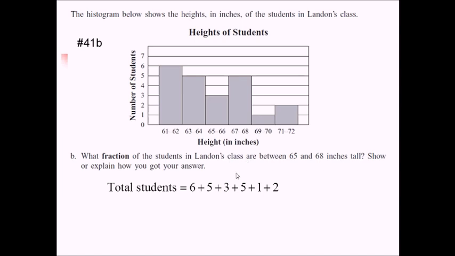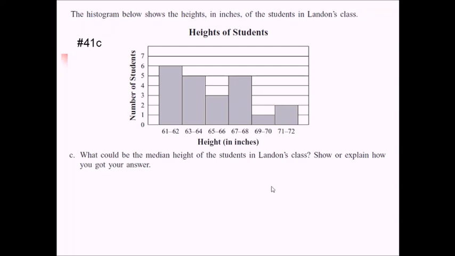And we already saw that there were 11 students from 65 onward, so it's really just 11 plus 11, which comes out to 22. Next, the number of students between 65 and 68 inches, that's just going to be 3 plus 5, so 8. Our fraction then is just going to be 8 over 22, which we can reduce to 4/11.